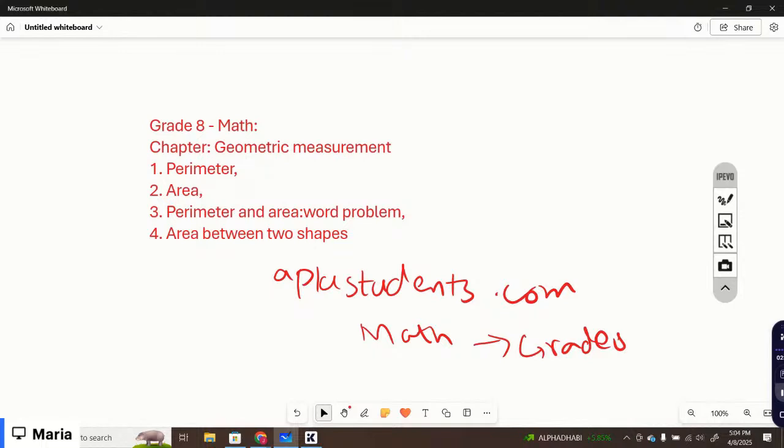There you can find the rest of the chapters. We're going to start with the chapter Geometric Measurement. The lessons we're going to cover today are perimeter, area, perimeter and area both problems, and area between two shapes.